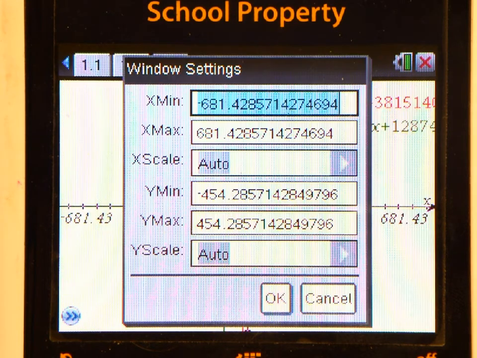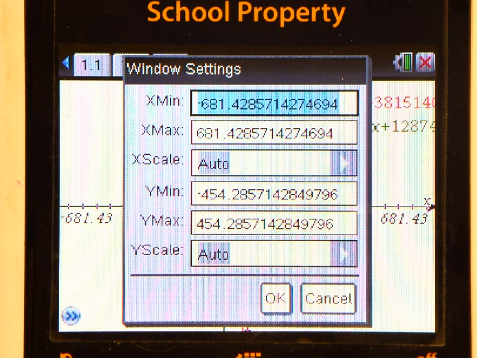Once I do that, it brings up my X min, which would be the smallest value on my X-axis that the calculator will show. X max, the biggest value on the X-axis. Y min, the smallest value on the Y-axis that the calculator will show, and so on. Okay? We don't have to worry about scale. It will take care of that automatically for us.